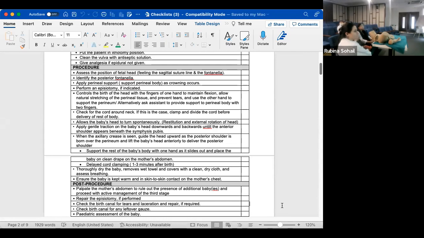Yes, that's right. Okay, so these are the two methods of placental delivery, and we are encouraging the Brandt Andrews method, and that is what we want. So we have done the placenta delivery. What is the next step?